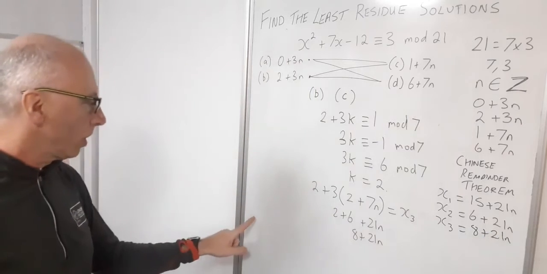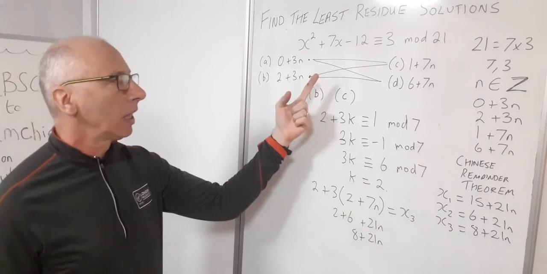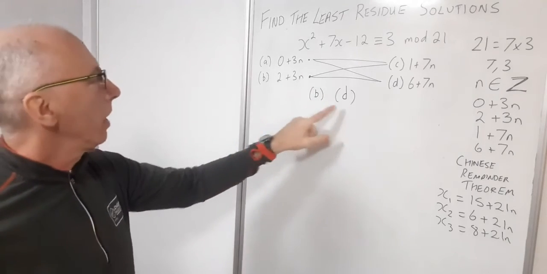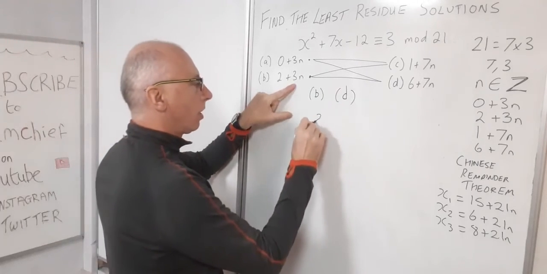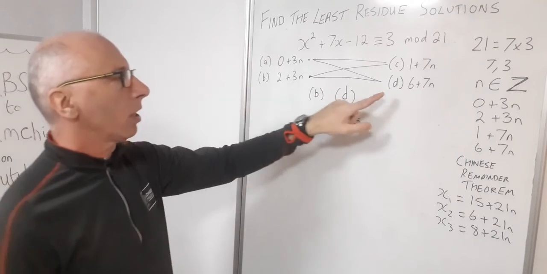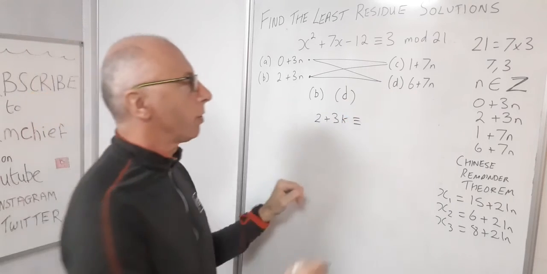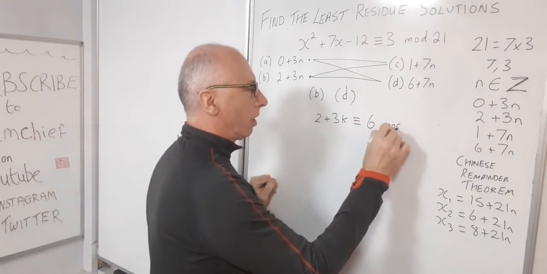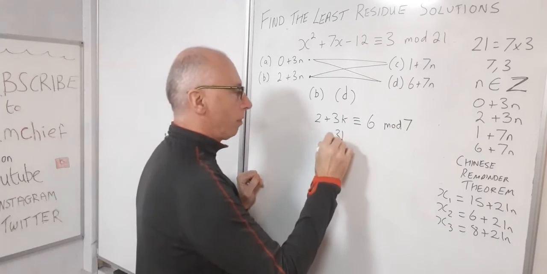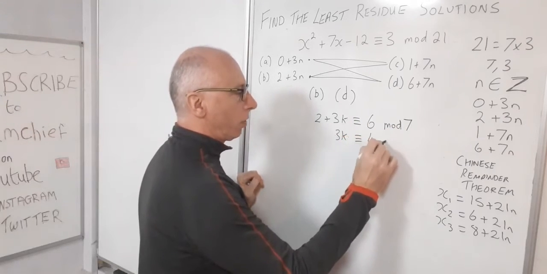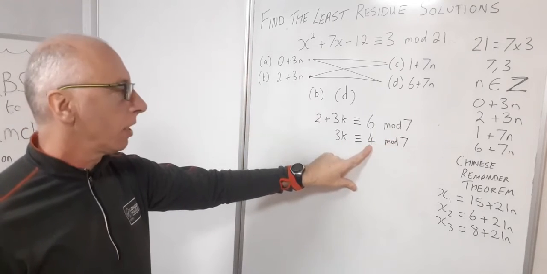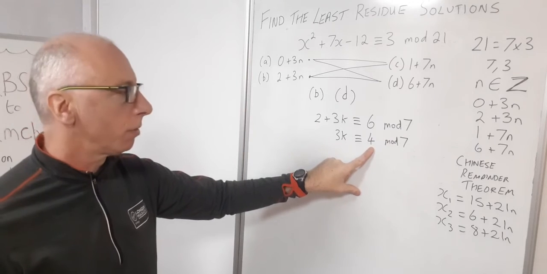Okay, let's take this off the board, and let's try and find our fourth solution. So now B and D, so 2 plus 3, change the variable to k, and that's going to be congruent with my D, it's congruent to 6 mod 7. Okay, let's simplify this up. 3k is going to be congruent to 4 mod 7. And now we need a value here that we can divide by 3. That is also congruent mod 7.